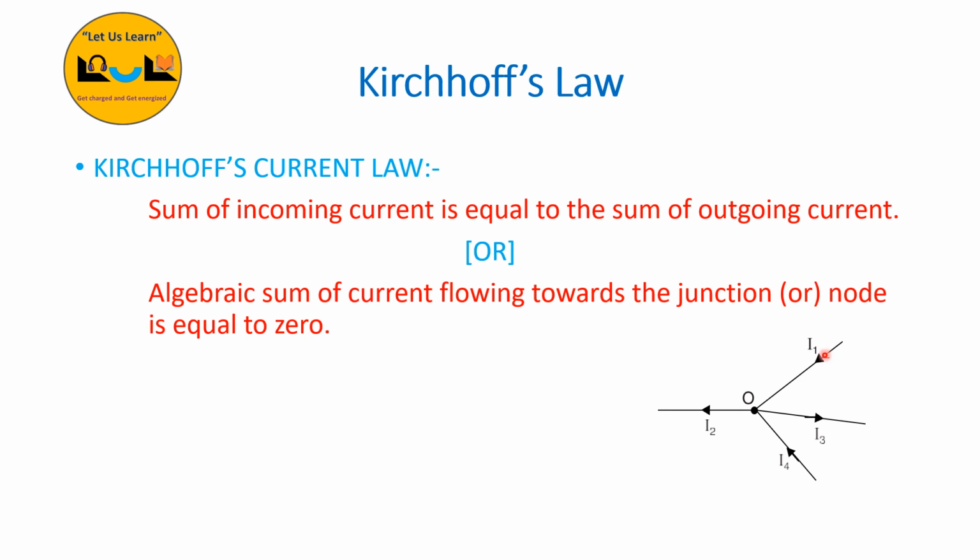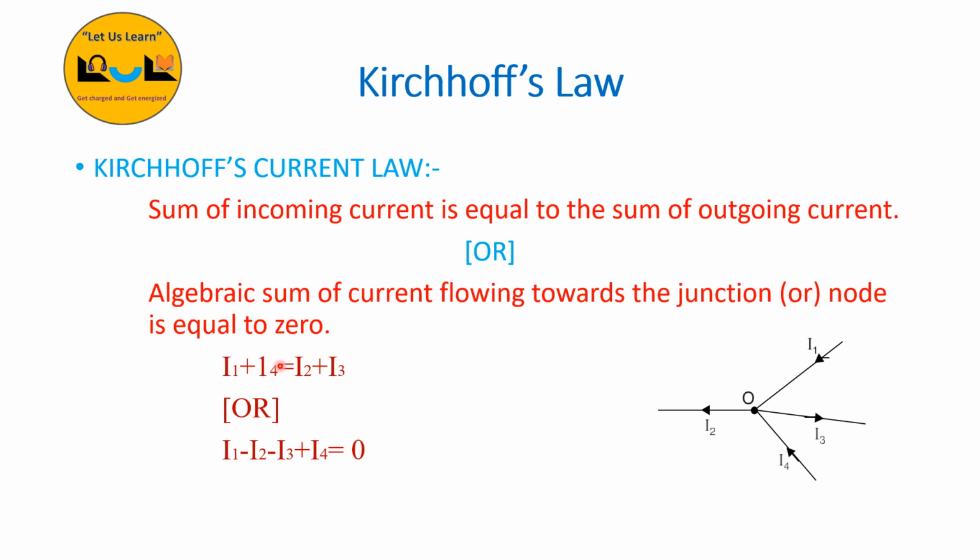See here, I1 current is flowing towards a junction. This point O is called a junction, or otherwise a node. I1 is flowing towards the junction, I2 is flowing away from the junction, I3 is flowing away from the junction, and I4 is flowing towards the junction. The sum of the incoming current is equal to the sum of the outgoing current. So I1 plus I4 is equal to I2 plus I3.